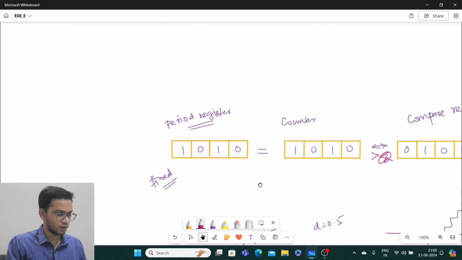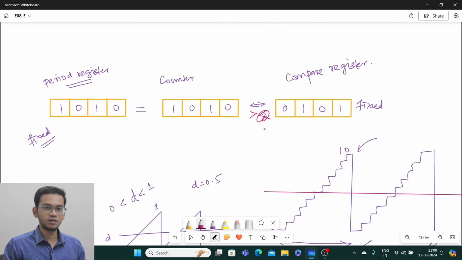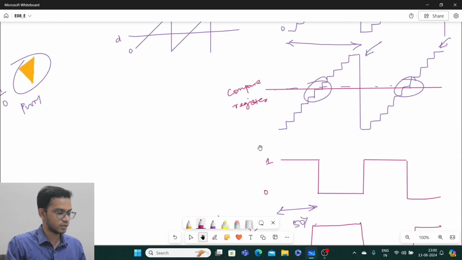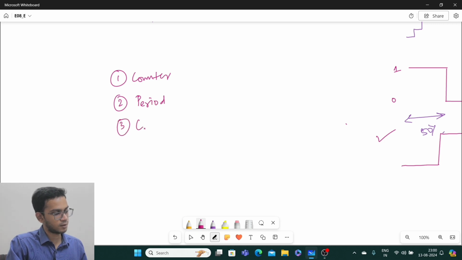With this, we have covered the basics of how a PWM signal for a DC-DC converter is produced using any microcontroller. To summarize, we have seen 4 registers. One is the counter register, another is the period register, the third one is the compare register, and the fourth one is the control register. Counter registers keep incrementing with every clock pulse.